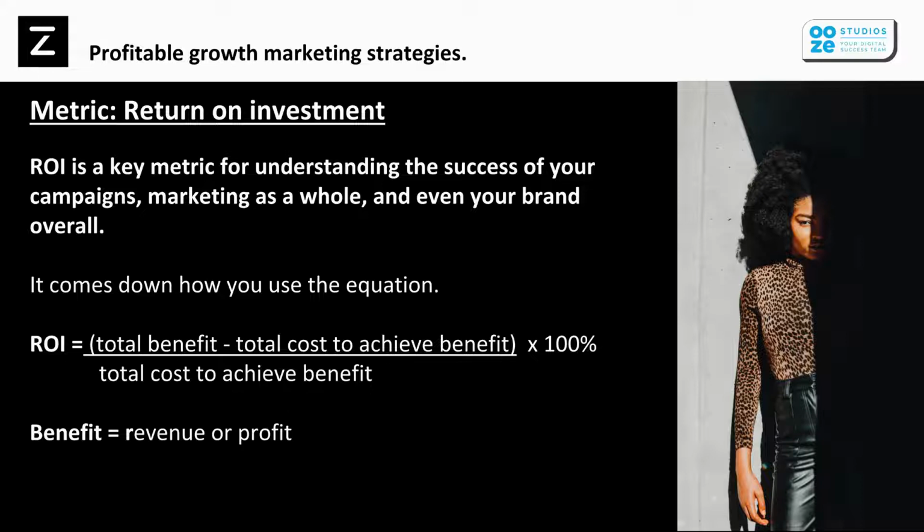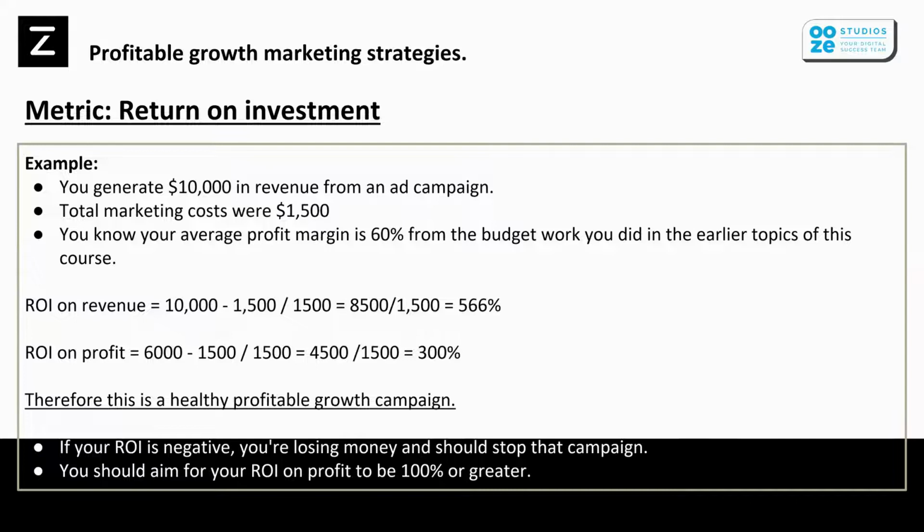So what is the benefit? The benefit can be revenue, it can be profit. Now, what's important is that you don't just look at ROI based on revenue. So if you have revenue minus cost divided by cost, you're going to get an inflated figure. It's still an important thing to look at at a very high level, but you want to also look at the profit, because if you just look at one and not the other, you can very quickly run out of cash flow.